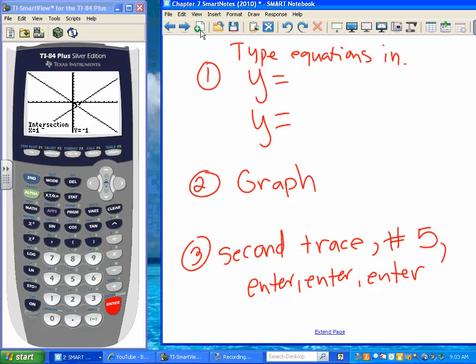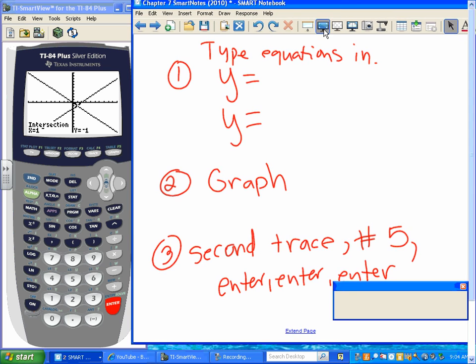So I'll say that again. Step 1, type the equations in. They both need to be in the y equals part of your calculator. You then hit graph, and then second trace, which means calculate. Number 5, enter, enter, enter. So just in case you forget, those steps will be useful. Okay, I want you to try letter C on your own, and then I want to show you the next part of today's lesson. So try letter C on your own.